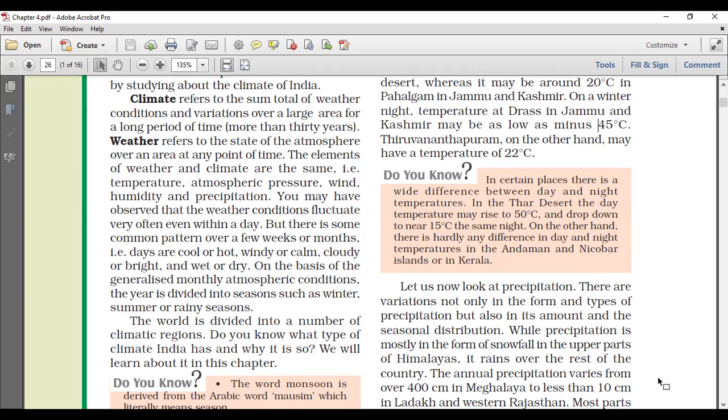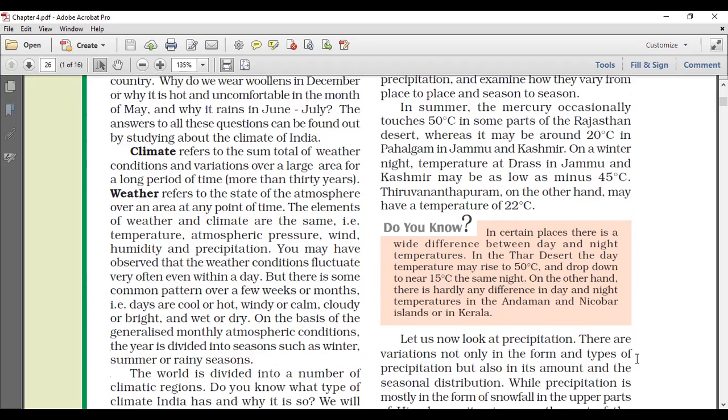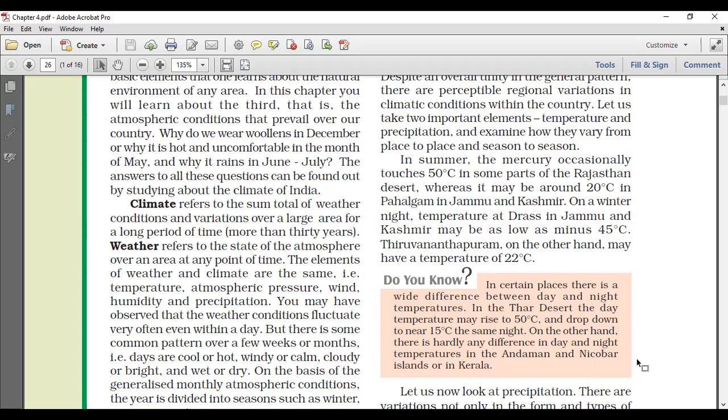Then you will talk about rainfall, and you will mention that there is a decrease in rainfall generally from east to west. We had spoken about this last class. And we will also say that most parts of India receive rainfall from June to September. But some parts like Tamil Nadu get a larger portion of their rainfall during October and November. So this is how there are regional variations in the climatic conditions of India.